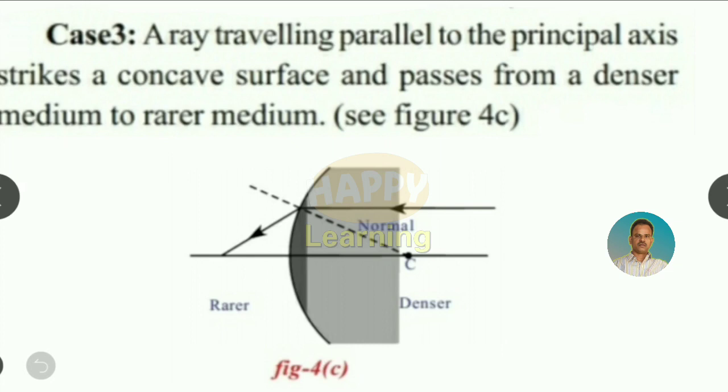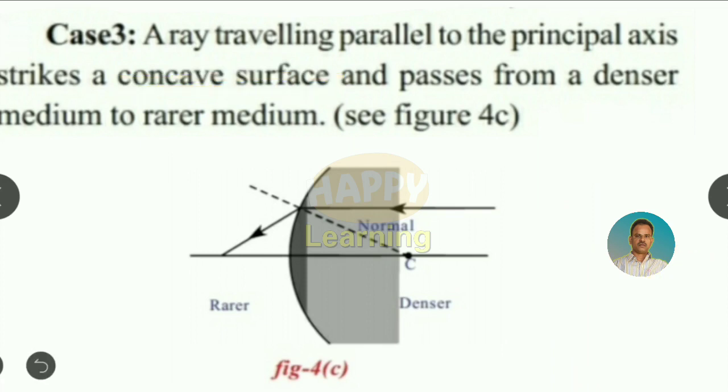Here, this is a concave surface. Why is it so? With respect to the incident ray, this surface is concave. How it looks for the incident ray is what is important here. So, for the incident ray, it is a concave surface.